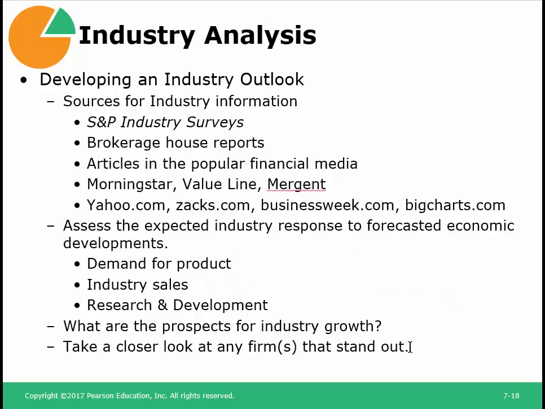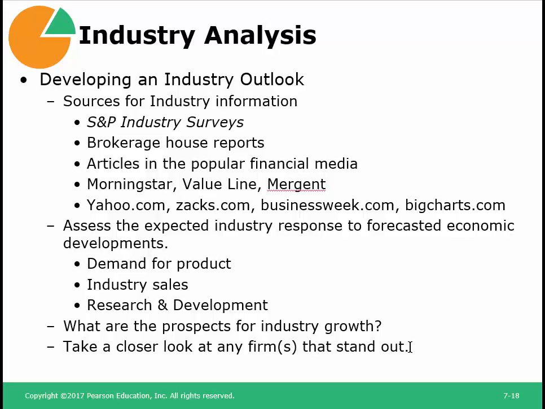Where can we find this information? In our library, we actually have something called the S&P Industry Survey. And if you go to that book, you can find a description for almost any industry you can think of. It will look at demand. It will look at the sales. It will look at research and development. It will give you a picture, if you will, of where the industry is today.